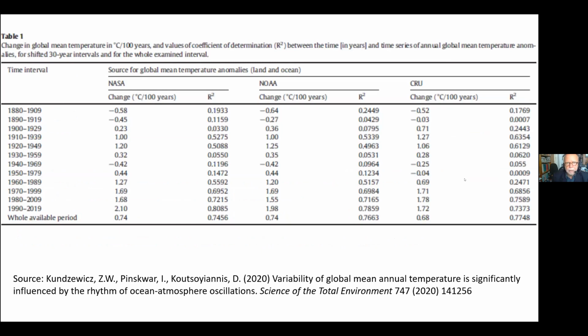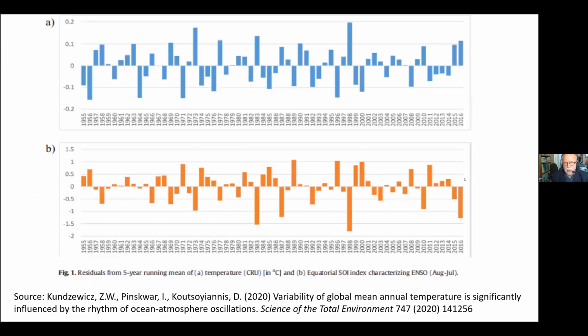The warming is there. We used shifted 30-year intervals to compare the temperature increase. And in the last 30-year interval, 1990 to 2019, the temperature increase was 2.10 degrees, quite a lot. So more than ever before. And now we tried to see how the residual from the 5-year running mean of the global temperature performs in comparison to the 5-year running mean of equatorial SOI, which is the Southern Oscillation Index, characterizing ENSO.